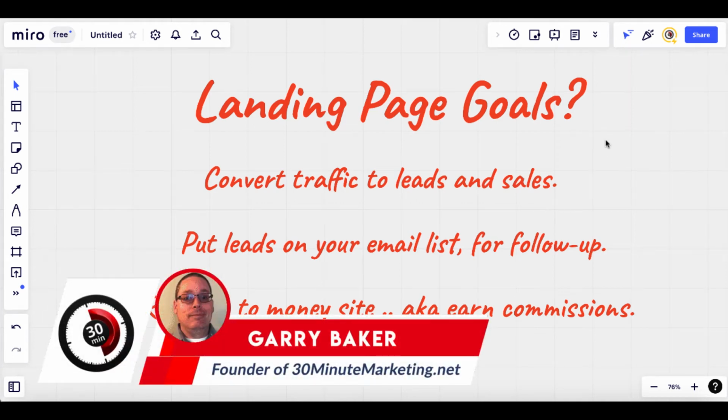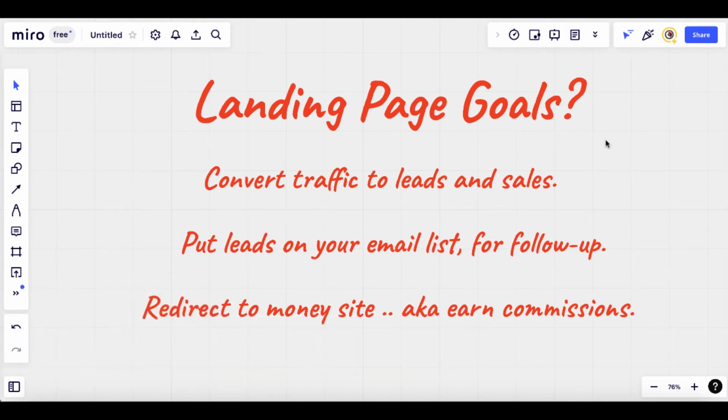We're going to be taking a look at building a landing page for affiliate marketing step by step. But first, we need to set some goals for our landing page. Those goals are first going to be to convert traffic to leads and sales. Then, we're going to make sure that we put our leads on our email list so we can follow up with them, and redirect them to a money site so we can earn commissions.